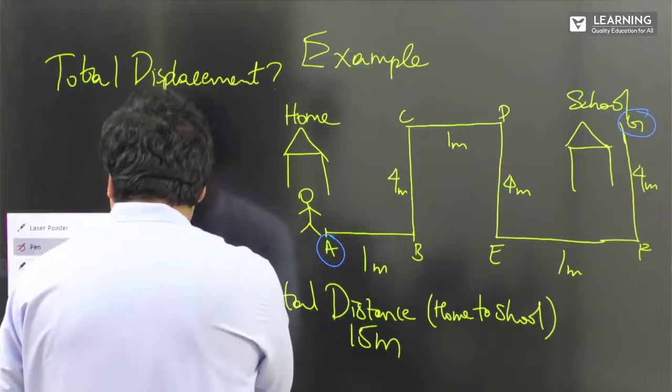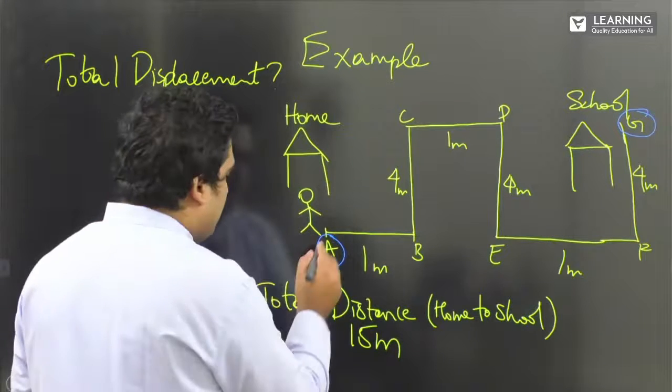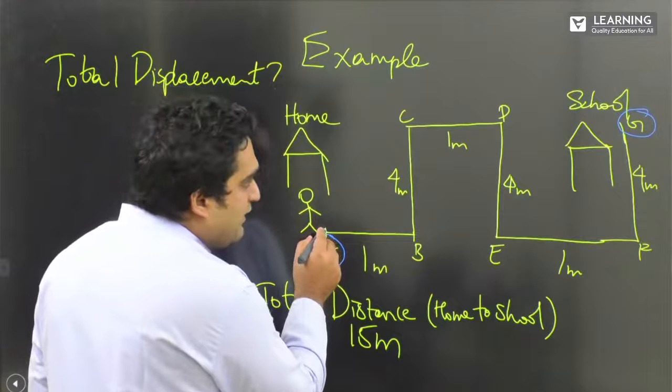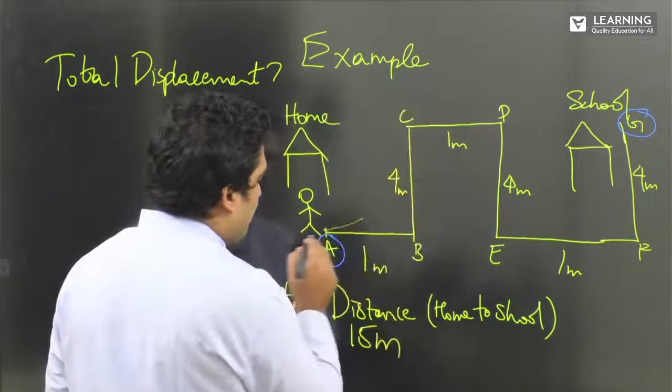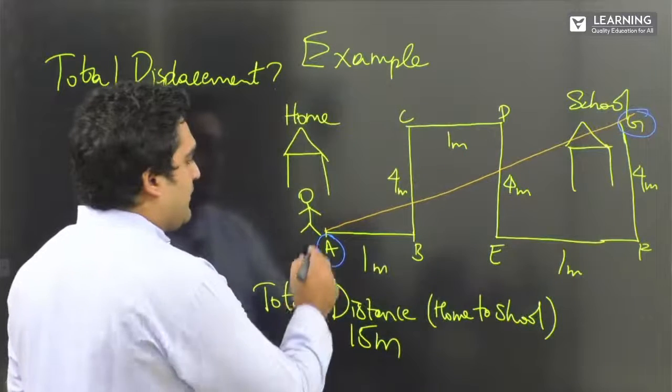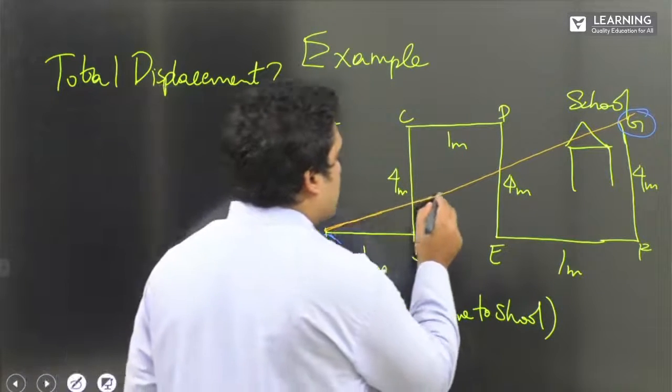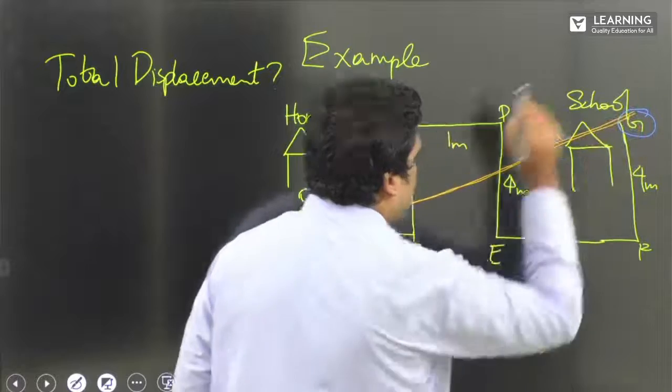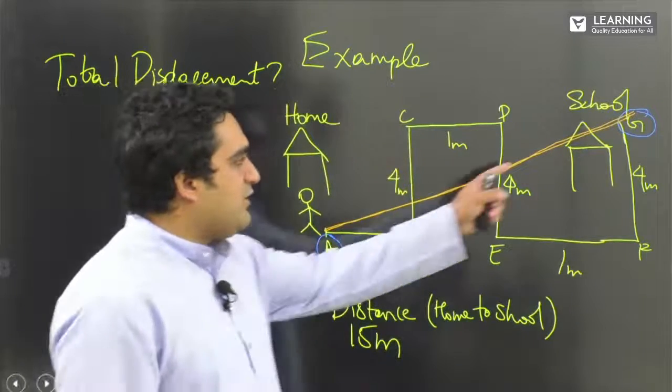So construct a straight line. Go ahead, construct it with me, a straight line. There you go. See? So this orange line represents the straight line.